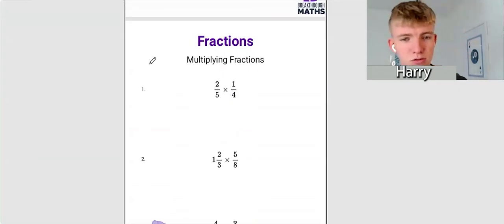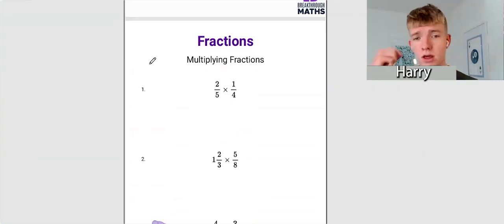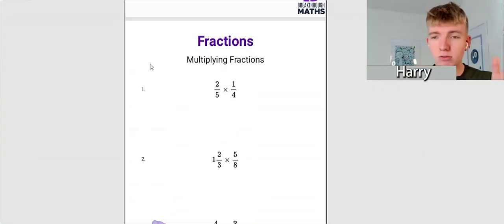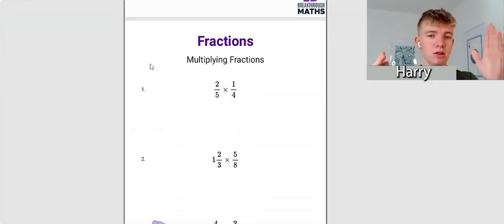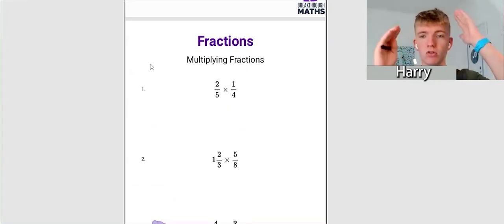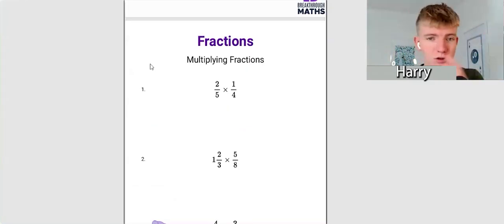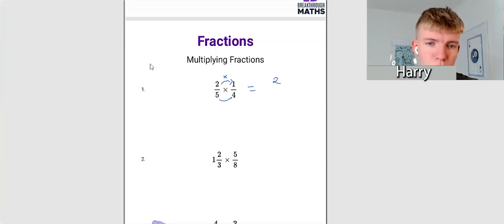So we've got 2/5 multiplied by 1/4. All we're going to do in this situation is multiply across. Think of it as top to top, bottom to bottom. That's all it is. So we're going to multiply 2 and 1, which hopefully you'd all be able to tell me gives us 2. And then 5 times 4, multiply them as well to give us 20. And therefore, we're left with 2 over 20.